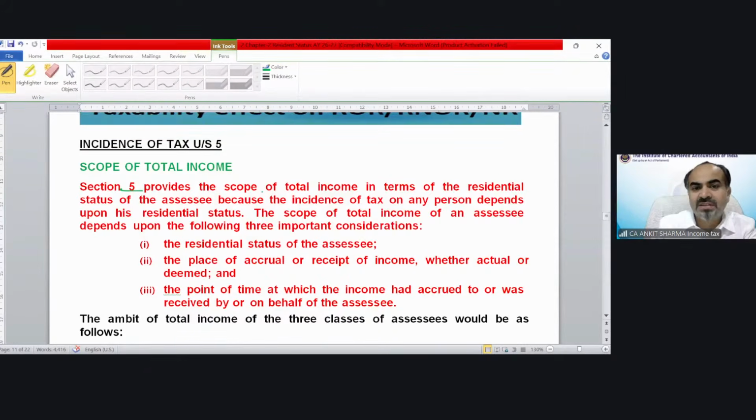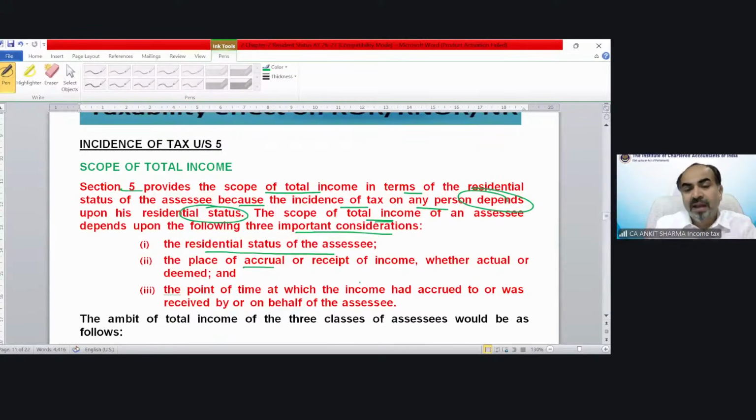Section 5 provides the scope of total income in terms of the residential status of the assessee, because the incidence of tax, incidence meaning the burden of tax on any person, depends upon his residential status. The scope of total income of an assessee depends upon the following three important considerations. What is your status? Whether you are a resident, non-resident, etc.